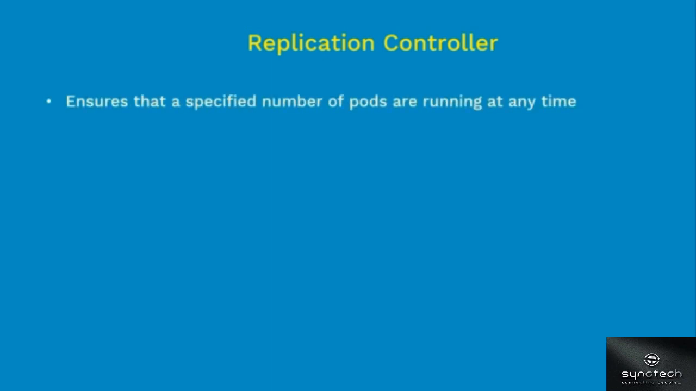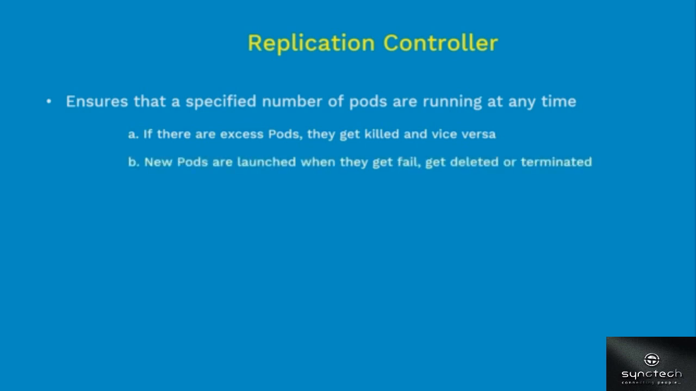ReplicationController ensures that a specified number of pod replicas are running always. In other words, if we define there should be 5 pods running at any time using ReplicationController, then this controller will make sure these 5 pods are running always. In case there are too many pods running than what was defined in the manifest file, then ReplicationController will terminate the extra pods. And in the same way, if there are fewer pods running than what is defined in the manifest file, then ReplicationController will start more pods.